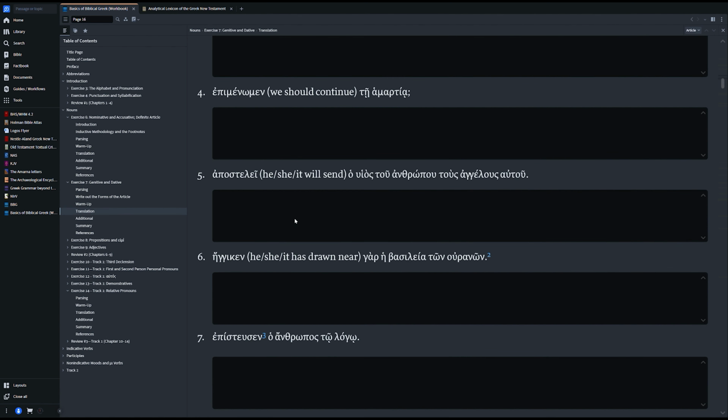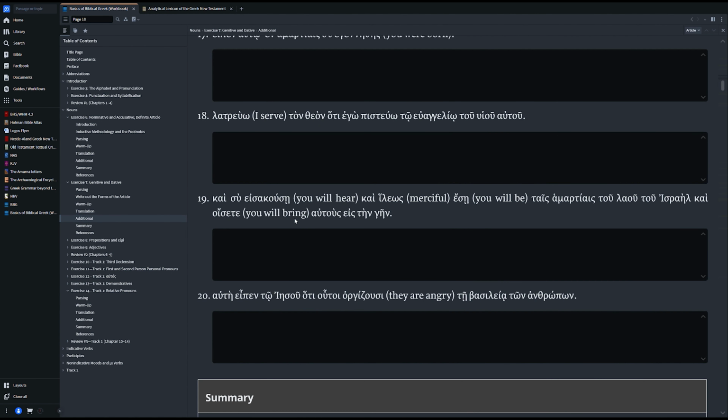Okay, let's go down to translation. Let's do some of the harder ones, just since you can use this as a reference. All right, number 20. Remember, you're reading it out loud so that your entire day room can hear you. Your beautiful Greek pronunciation. Avti ipin to Iesu, oti avti orgizusi, ti vasilia tu anthropon. One more time. Avti ipin to Iesu, oti uti. I read that wrong. I said avti out of habit. This is uti orgizusi, ti vasilia tu anthropon.